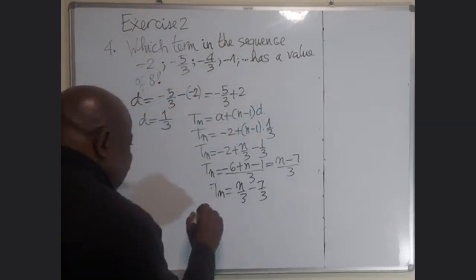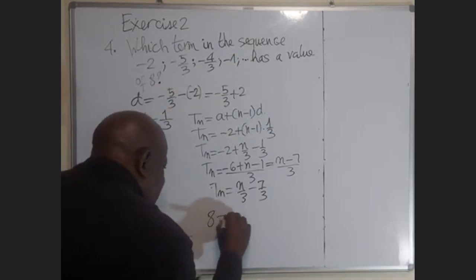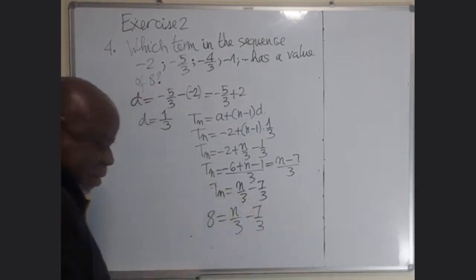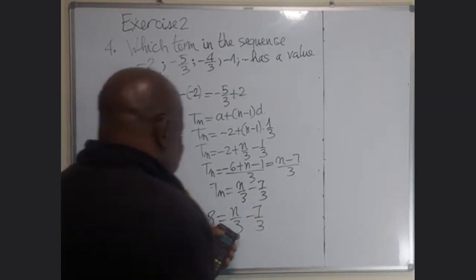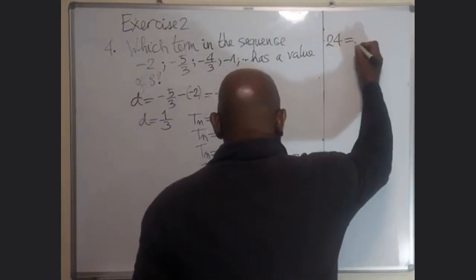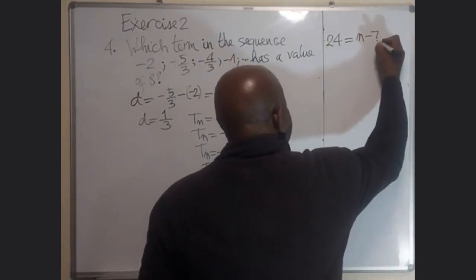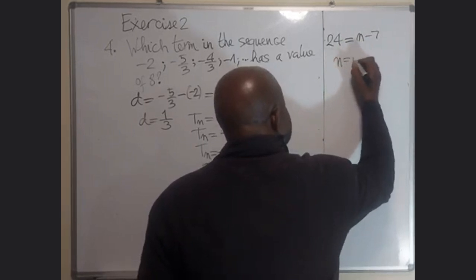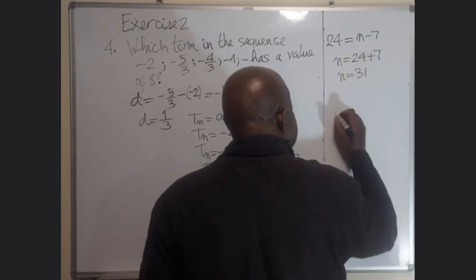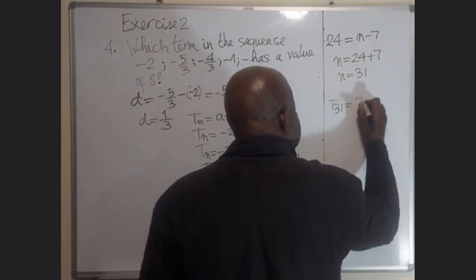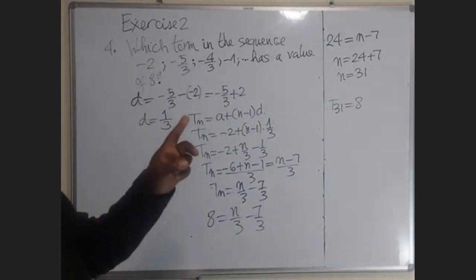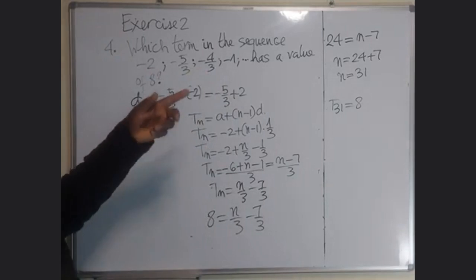So we will replace Tn by 8. 8 is equal to n over 3 minus 7 over 3. Getting a common denominator, we'll have 8 times 3 is 24. 24 is equal to n minus 7, and our n will be 24 plus 7, which is equal to 31. So T31 will be equal to 8. 8 is term number 31.